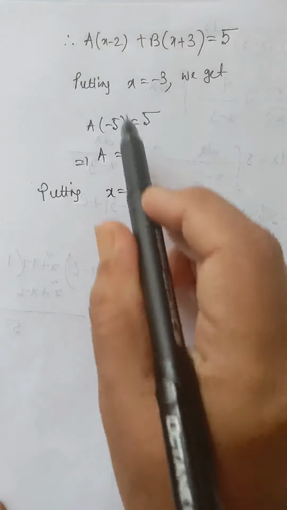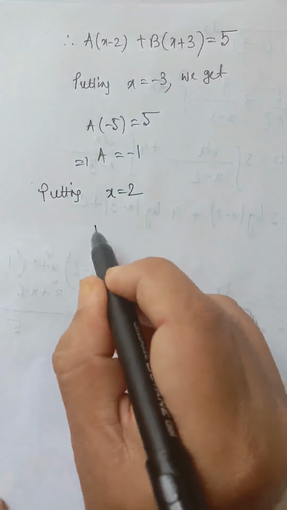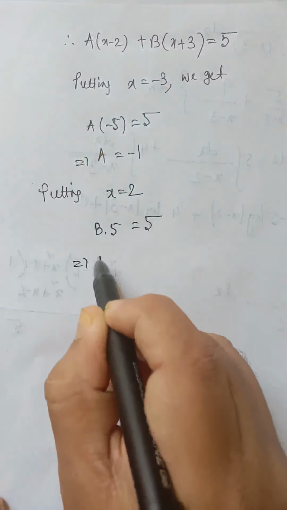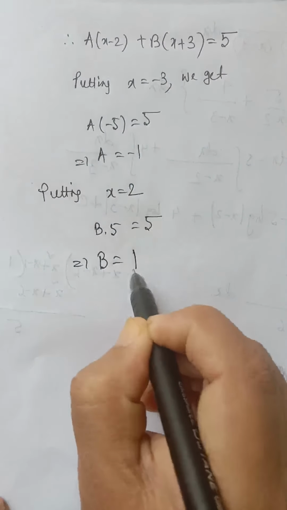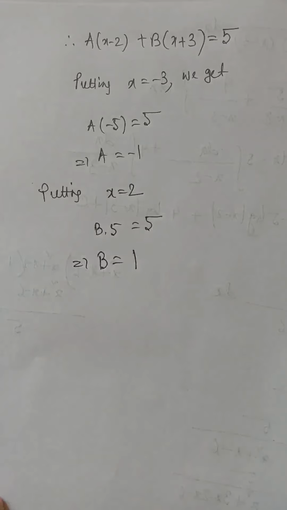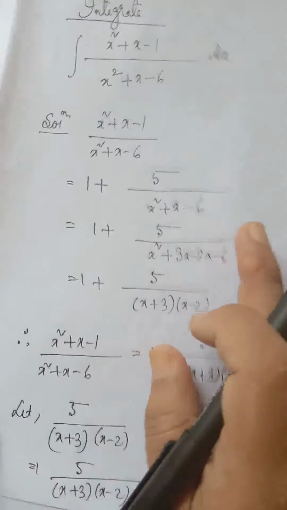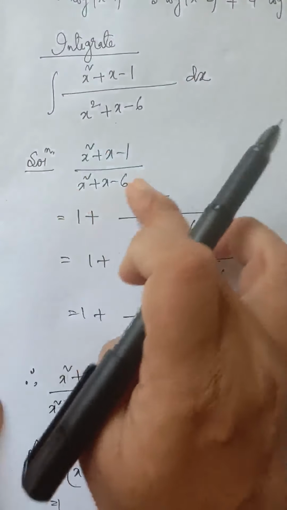If we put x equal to 2, this will become 0. So b into 5 is equal to 5, and from this I will get b equal to 1. Okay. Now the given fraction, we can write it like this. This is the given function which you have to integrate.